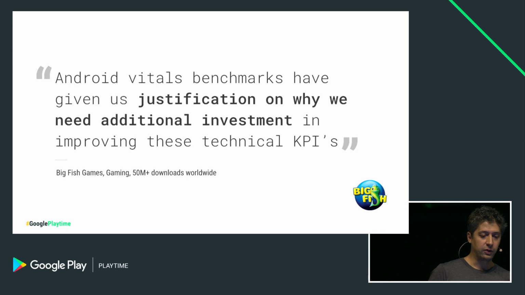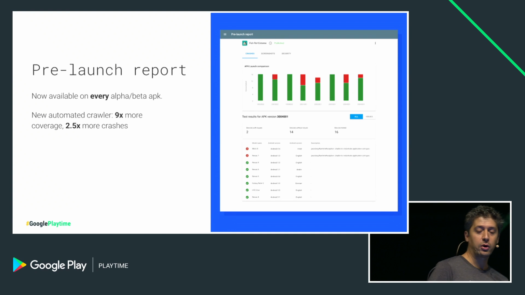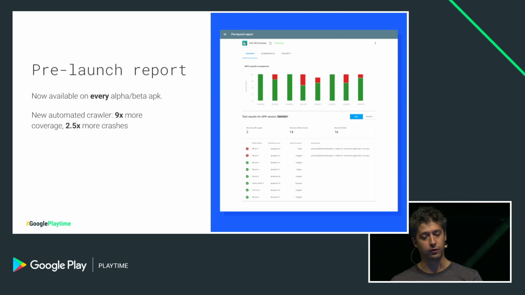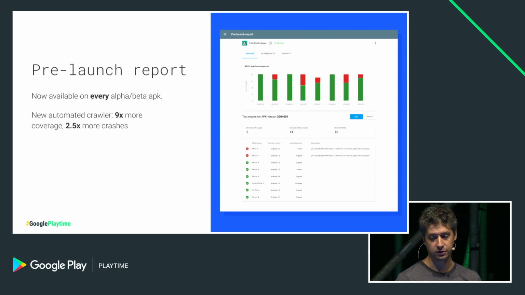I want to cover one more thing around pre-launch report. Pre-launch report is Play's solution for automated app testing before production releases. It automatically crawls APKs on 10 physical devices, looking for crashes and security vulnerabilities. And what we observe is that 90% of the time, whenever pre-launch report discovers a crash, the app was then not pushed to production, so it's very effective in preventing bad experiences reaching your users.